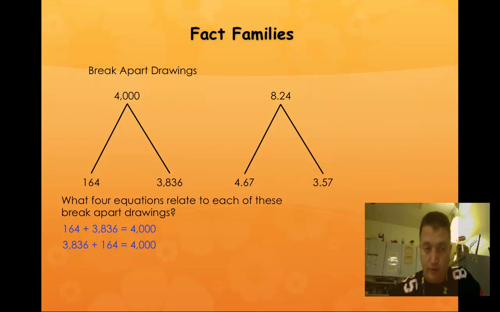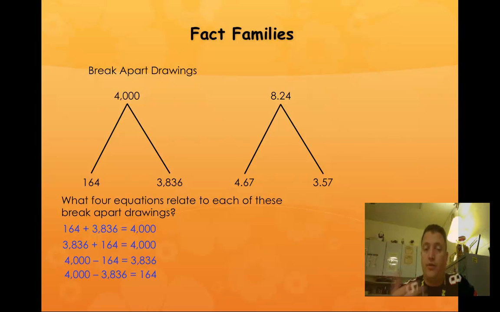I can do it as subtraction, but I have to start with the number at the top of the break-apart drawing this time. 4,000 minus 164 equals 3,836. And again, starting with 4,000, I can just flip the other numbers around. It's all going to work together. That's the whole fact family thing, okay?